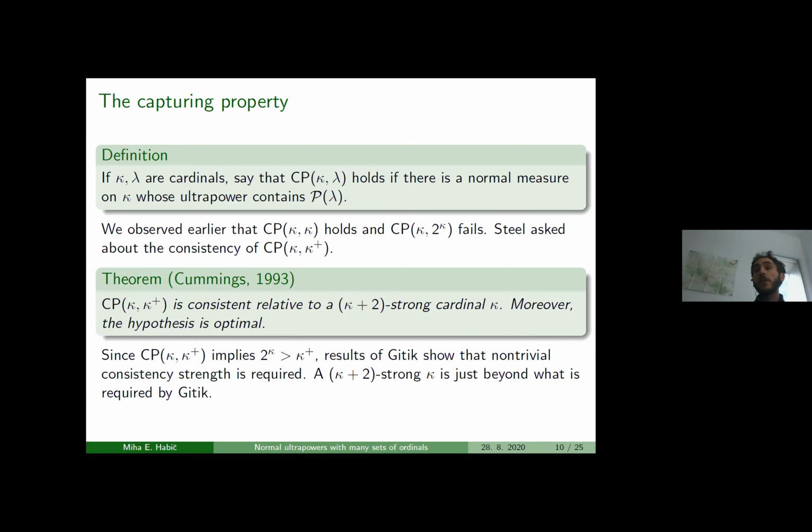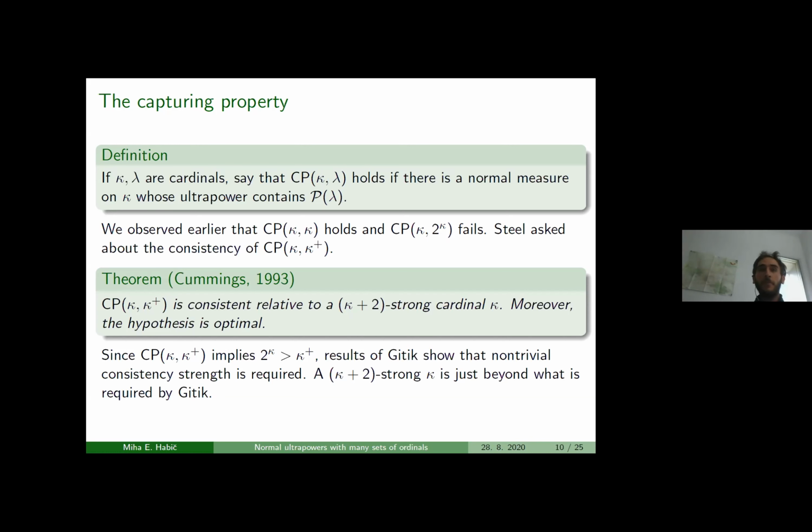Steel's question, if you remember, asked about the consistency of this capturing property at kappa kappa plus. This question was answered by Cummings again in 1993. This is an example of a weird situation that sometimes happens where the answer to the question appeared in print before the question appeared in print. It's a weird time paradox that happened in 1993, that, I don't know, maybe the entire universe will collapse now that I've brought attention to it. Anyway, what did Cummings prove?